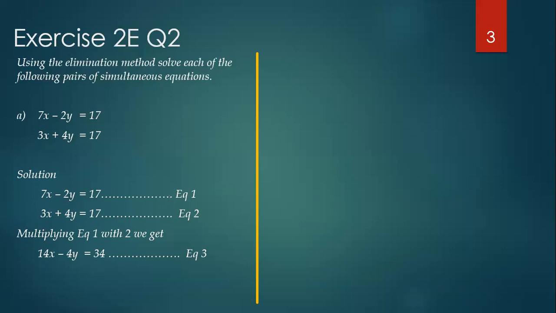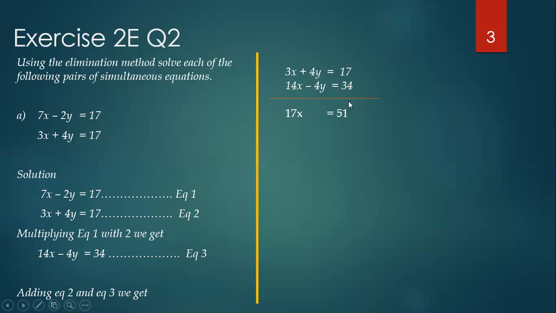And now we can add equation 2 and equation 3 because we have changed equation 1 and we have got another equation now. So we are left with equation 2 and 3. So let's add equation 2 and 3 and see what we'll get. Now see, now we have got plus 4y and minus 4y here, which means this can be cancelled out. So the result will be 17x is equal to 51. In order to find the value of x, I have to divide 51 by 17, and therefore I will get x as 3.